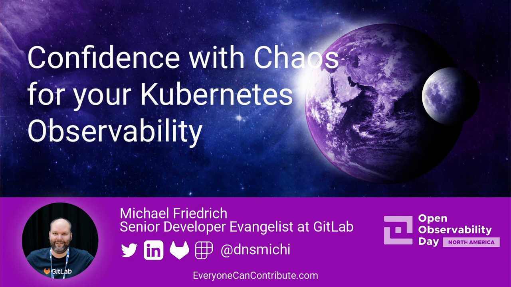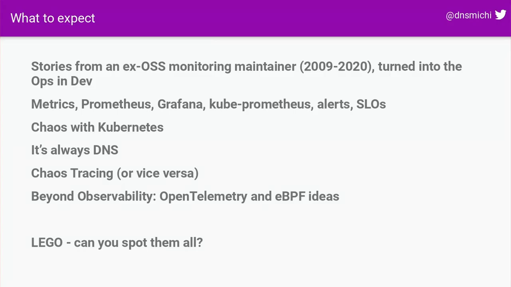Today it's not about me. Today I want to talk about observability, how we can gain confidence by introducing some chaos, and everything around what we can do with Kubernetes and things like that. From my background, I was an open source monitoring tool maintainer for a decade before joining GitLab. And I'm doing many, many things with metrics, Prometheus, Grafana, Kubernetes, and so on.